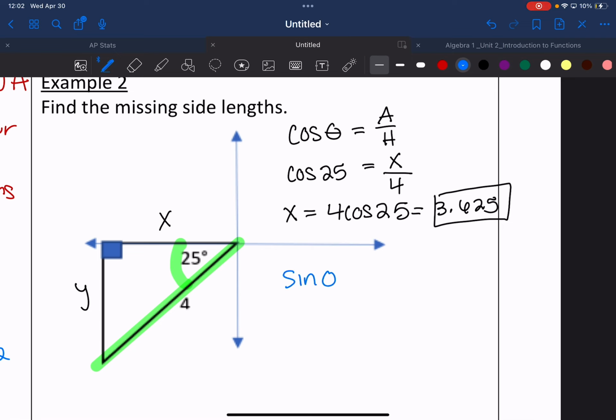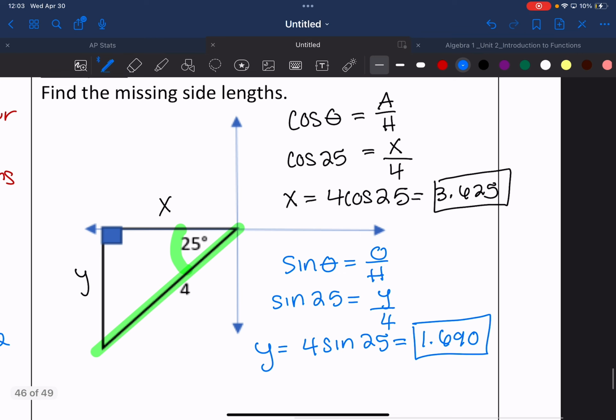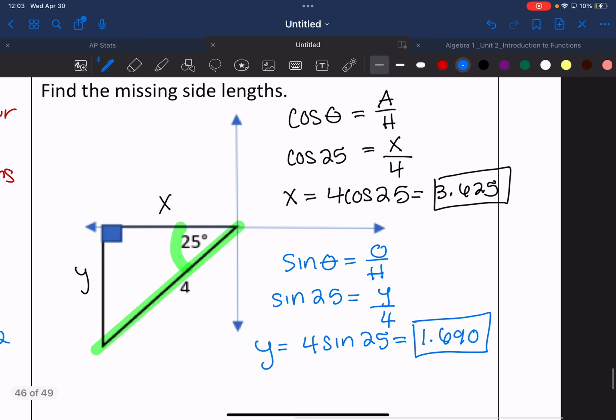So sine of theta is equal to opposite over hypotenuse. So sine of 25 is equal to y over 4. Same thing, in order to get y by itself, we're going to multiply both sides by 4. So y is equal to 4 sine 25, which in your calculator is 1.690. Once you have this written down, double check that you're getting the same number on your calculator.